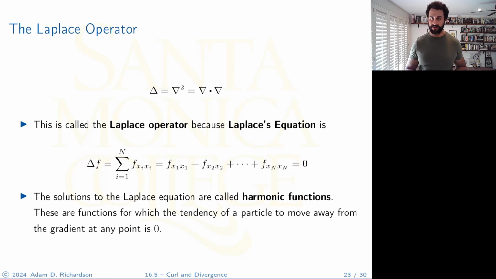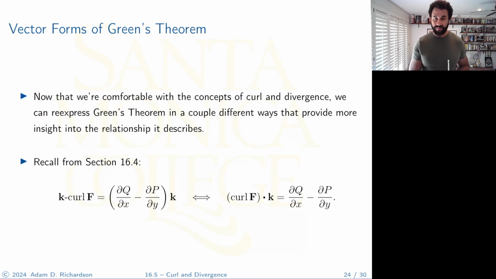I mentioned this earlier as well, but the solutions to this equation, meaning the functions that satisfy this result, are called harmonic functions. So those are functions for which the tendency of a particle to move away from the gradient at any point is 0. That's another way of interpreting these things. That's what a harmonic function is. Particles don't want to move away from the gradient for these harmonic functions. All right, now that being said, let's move on to the vector forms of Green's theorem.